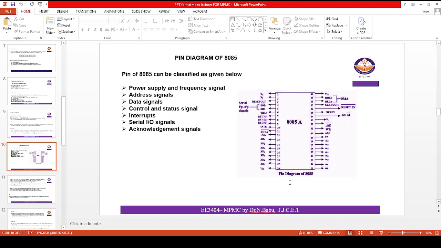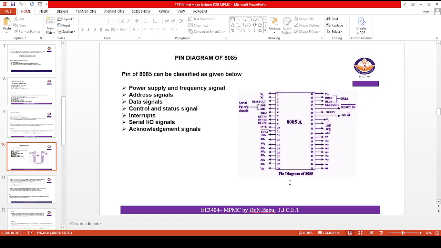Control and status signals. Already we explained the control signals: ready, read, write, ALE. Status signals: S0, S1, IO bar, M bar. Then interrupts. We have 5 interrupts, namely TRAP, RST 7.5, RST 6.5, RST 5.5, and INTR. If interrupts arrive, the processor provides service on a priority basis. TRAP is the highest priority interrupt, INTR is the lowest priority interrupt.